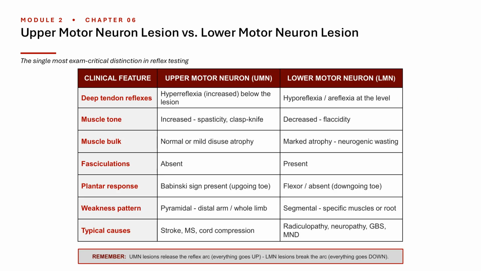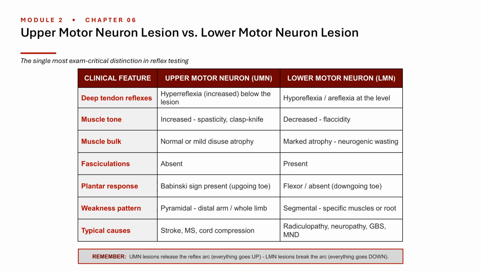This comparison table is the most exam-critical content in the entire lecture. I want you to read every row, understand it mechanistically, and be able to reproduce it from memory. We'll go feature by feature. Deep tendon reflexes. UMN: hyperreflexia below the lesion. The arc is intact but disinhibited. LMN: hyporeflexia or areflexia at the level.